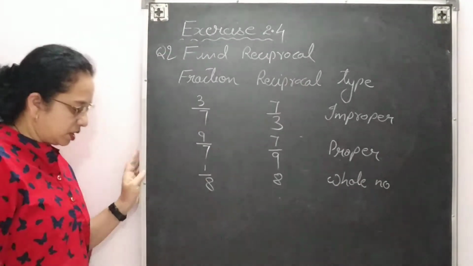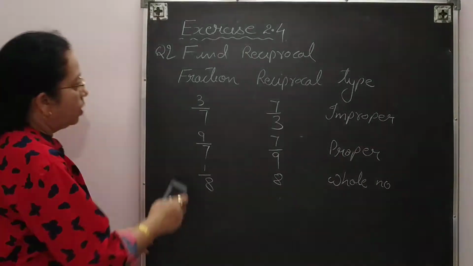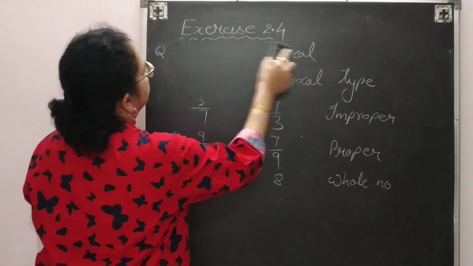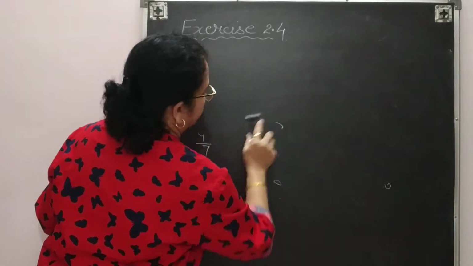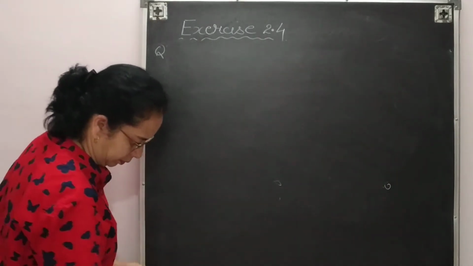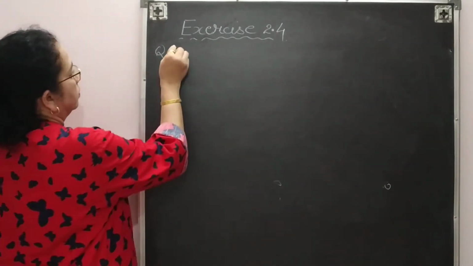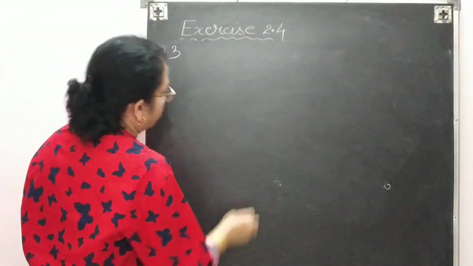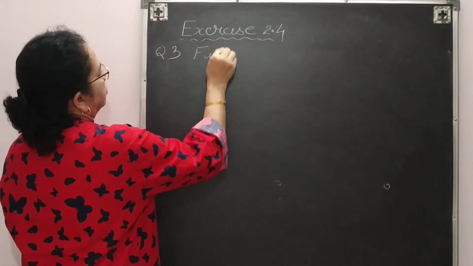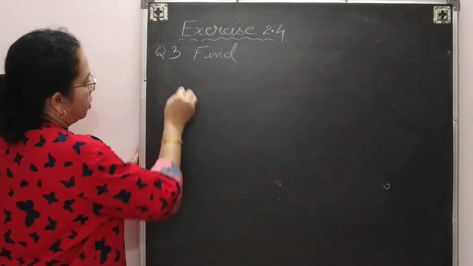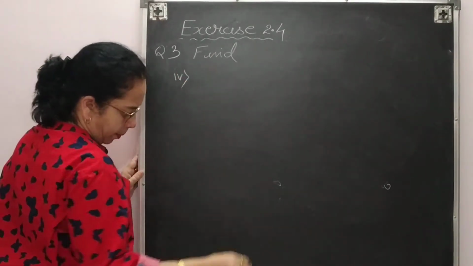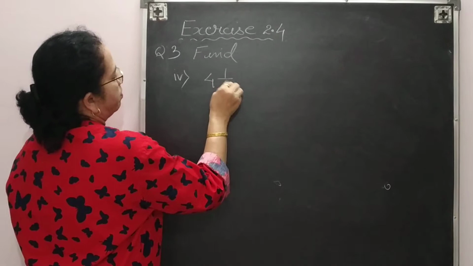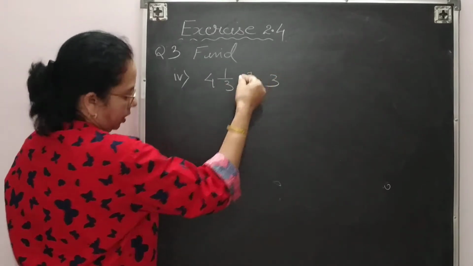Okay. So this is the way we have completed question number 2. And now we will solve question number 3. Question number 3 is again find. So the fourth one is 4 is to 1 by 3 divided by 3.